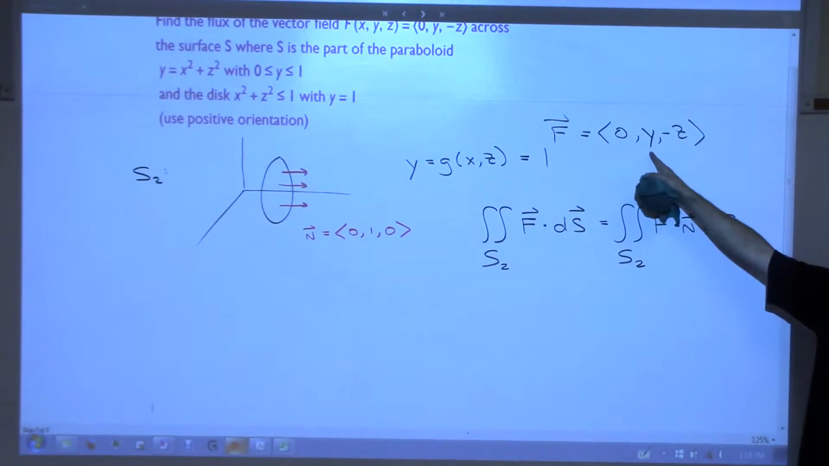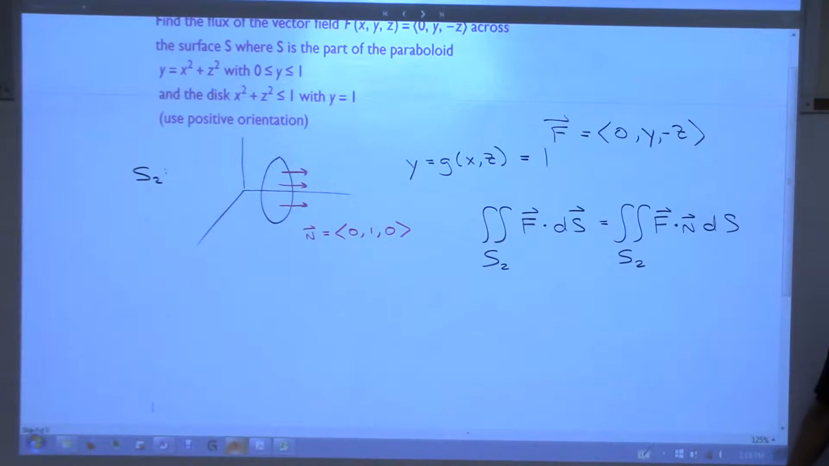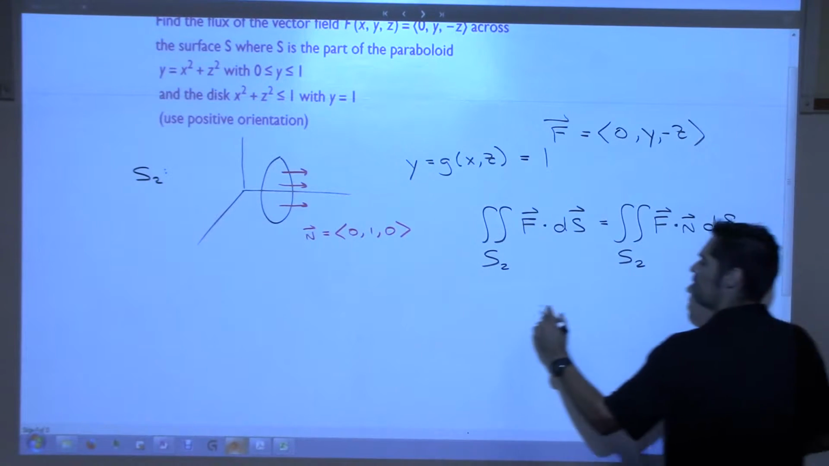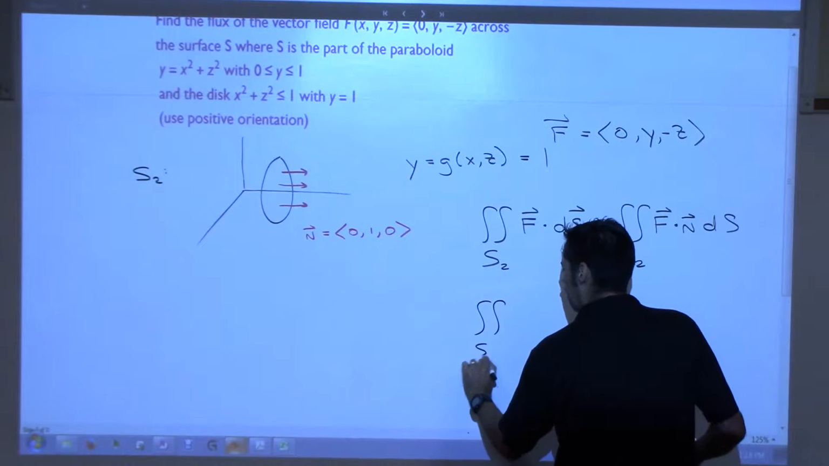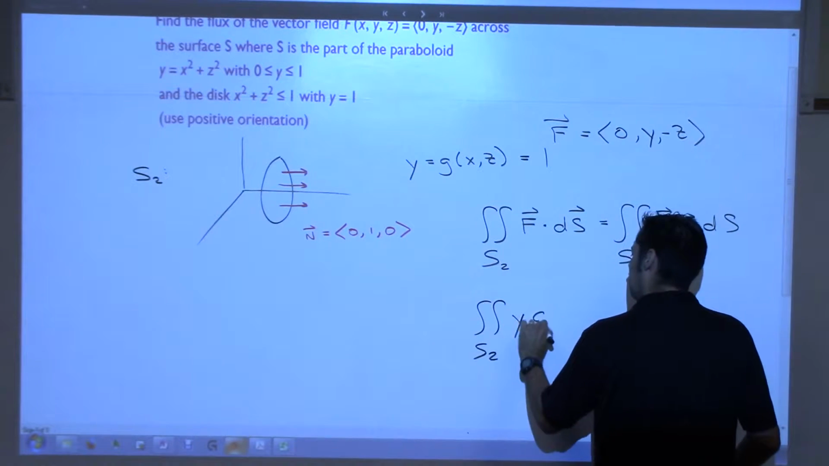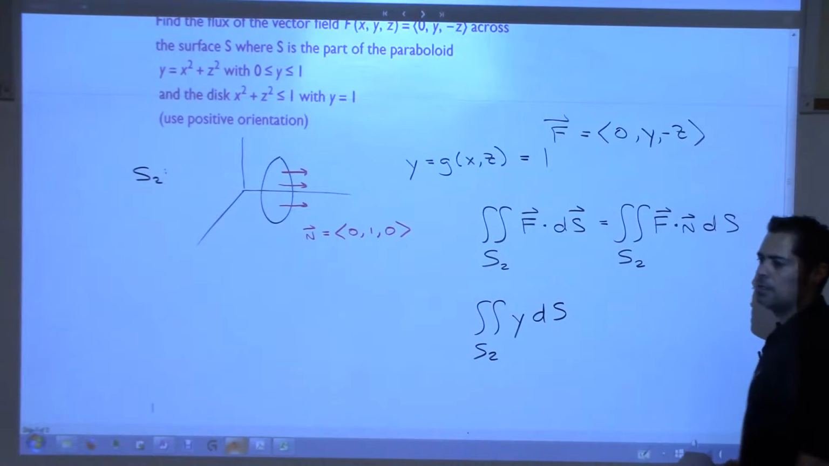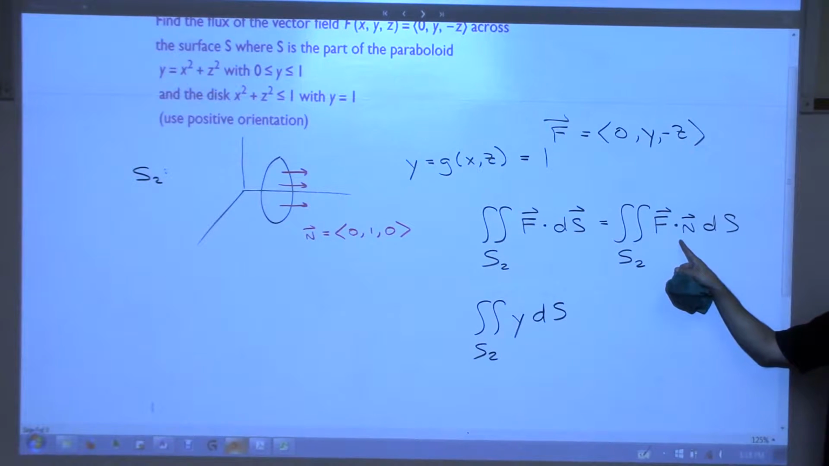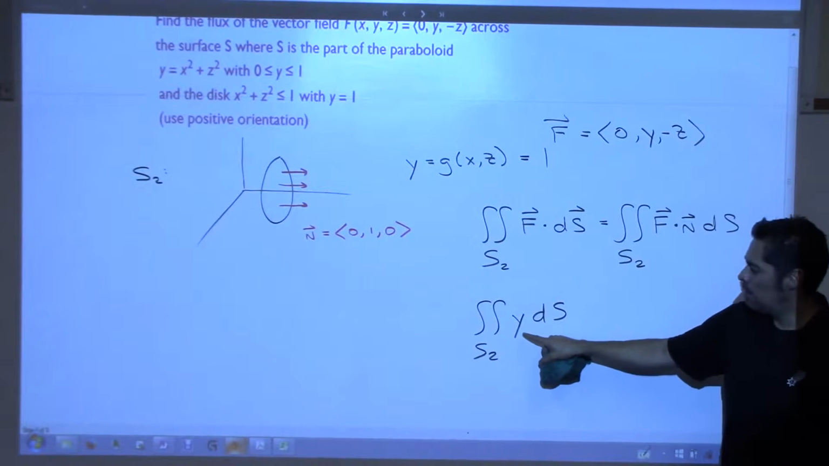Just the y, right? That's the only thing that comes out? Agreed? So this turns into this y ds. Are there any questions on where that came from? No? Because I'm not writing it down. I just want to make sure everyone's clear on this becomes y.